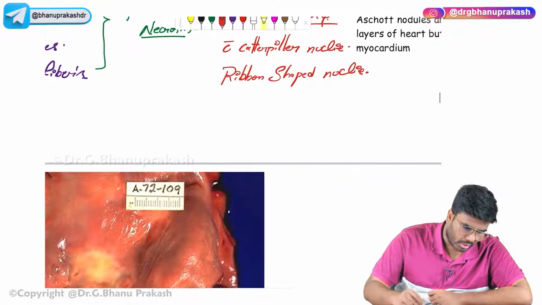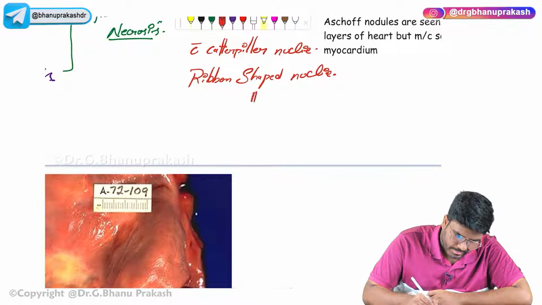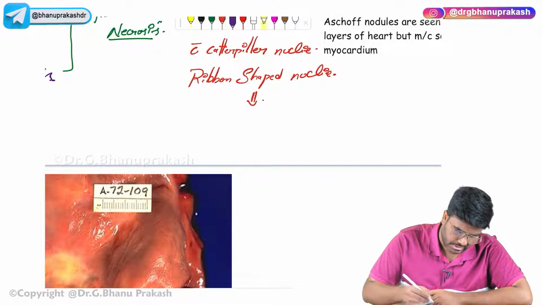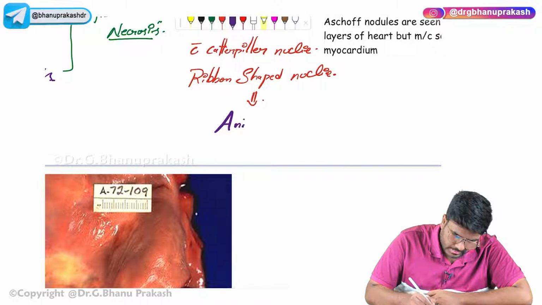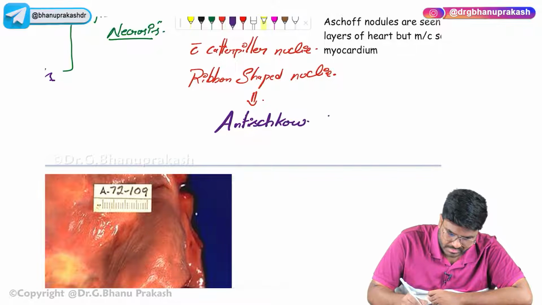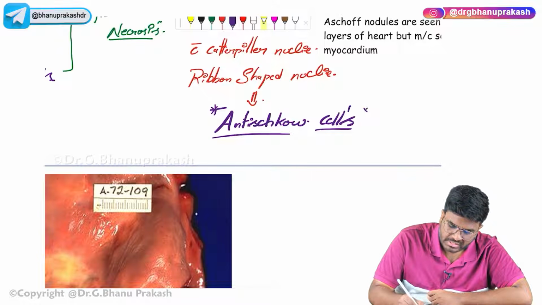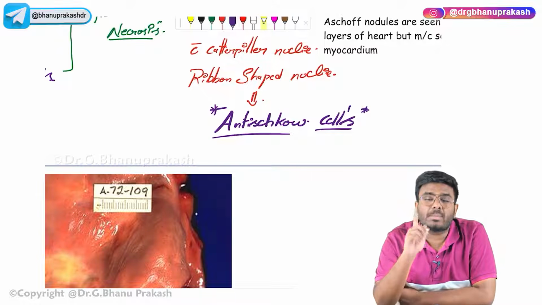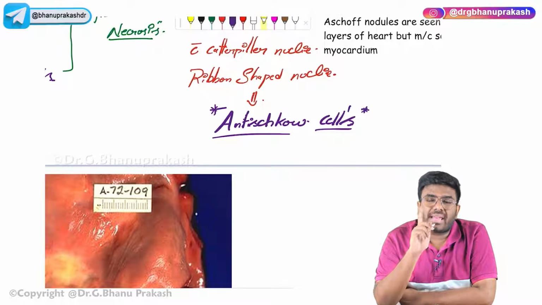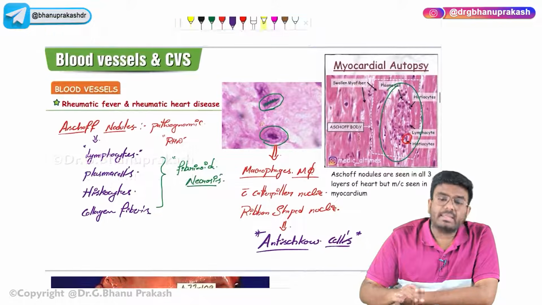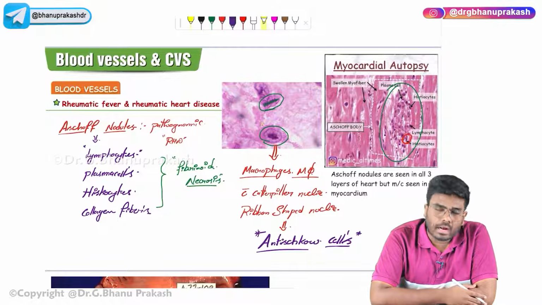See, these cells, they are called as Aschoff cells. Okay, MCQ, these are not the pathognomonic, these are not specific. Why? Because Aschoff cells are seen in other conditions also. So, these are called as Aschoff cells. So, now tell me, Aschoff cells are nothing but the macrophages with the ribbon shaped nuclei. The macrophages with the ribbon shaped nuclei or the caterpillar shaped nuclei are the Aschoff cells, and Aschoff cells, yes, they are seen in the rheumatic heart disease.